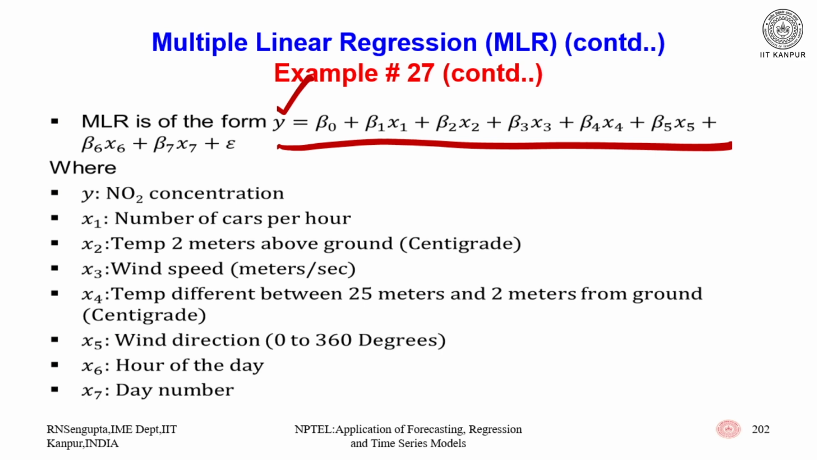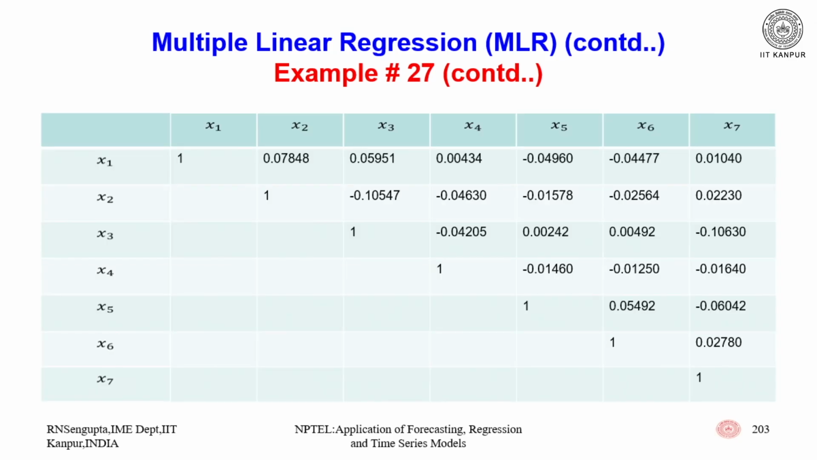Now, what are the different variables there? It is written here, and I will come back to that once again. Y is NO2 concentration, nitrogen dioxide concentration; x1 is the number of cars per hour; x2 is temperature 2 meters above ground in centigrade; x3 is wind speed in meters per second; x4 is the temperature difference between 25 meters and 2 meters from the ground in centigrade; x5 is wind direction, 0 to 360; x6 is the hour of the day; and x7 is the day number.